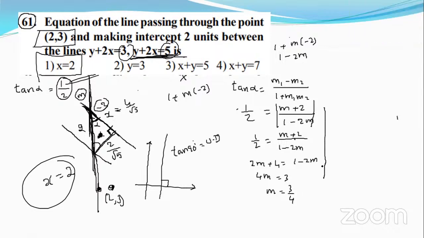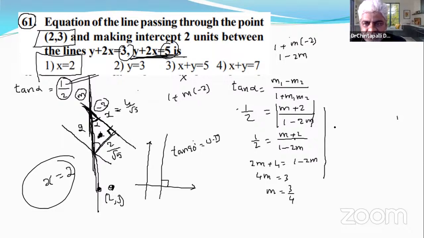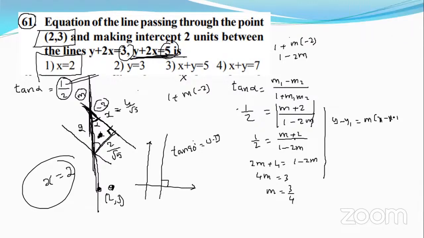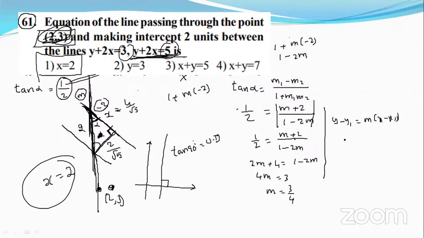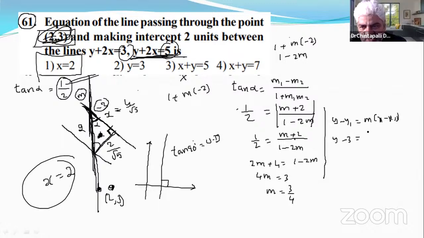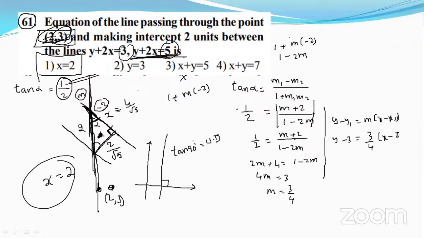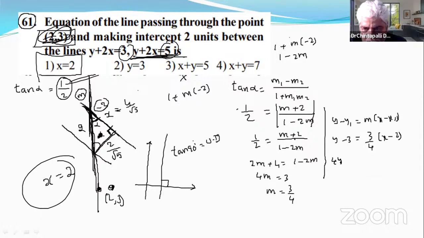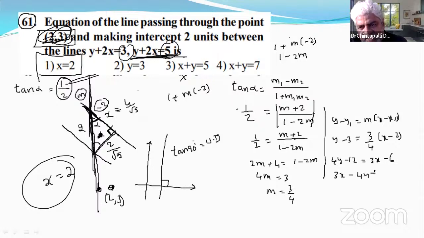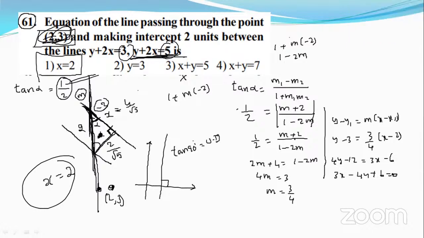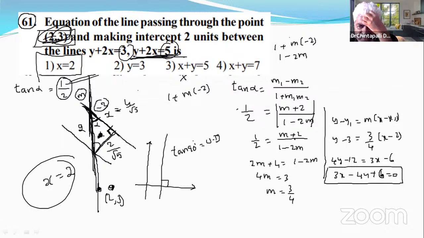Do we remember the point-slope form? Y minus y1 is equal to m times x minus x1. Here x1 and y1 are 2 comma 3. So y minus 3 is equal to 3 by 4 times x minus 2. Cross-multiplication: 4y minus 12 is equal to 3x minus 6. Bring those over: 3x minus 4y plus 6 is equal to 0. This is also a correct answer. But intentionally, this result is hidden in the options.